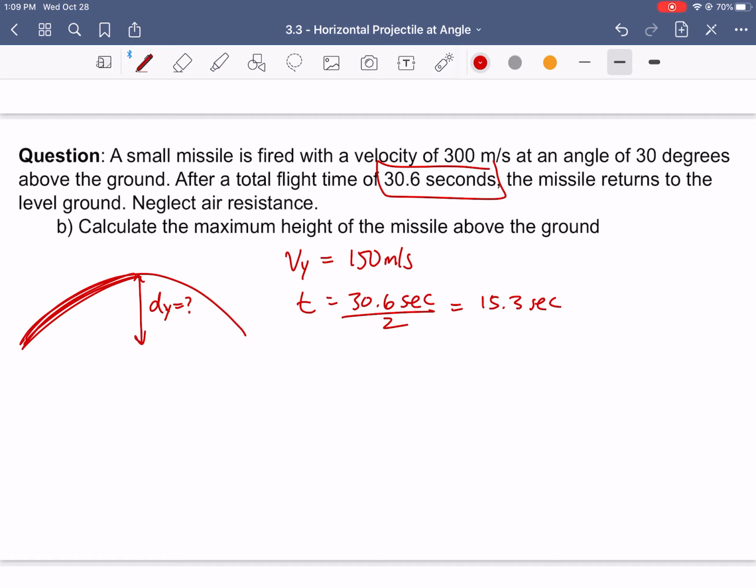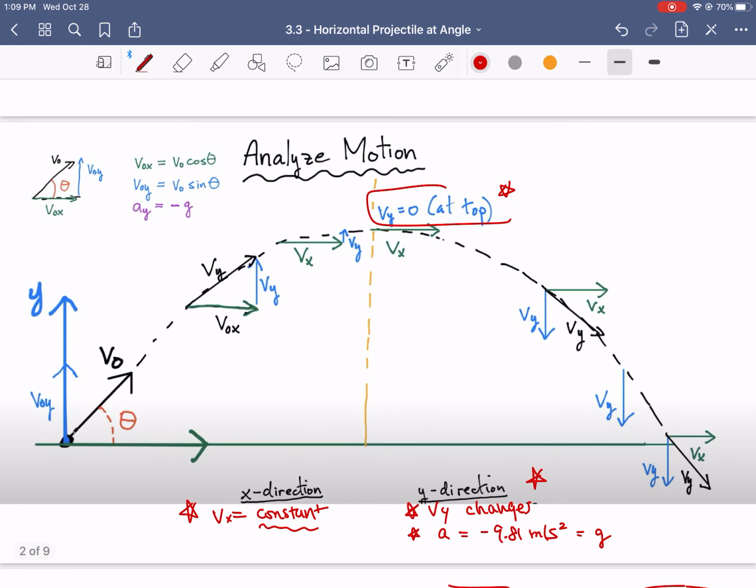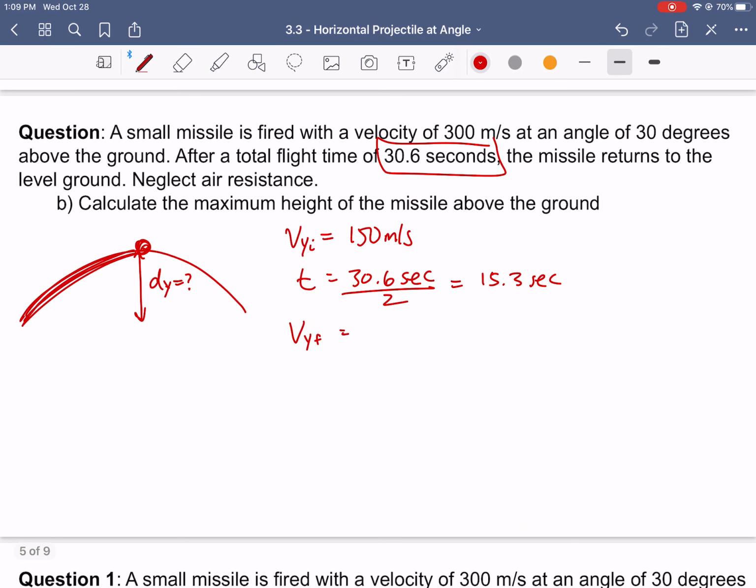And Vy initial is 150, and Vy final is going to be at that top point. What do we say about that velocity? It's 0, okay? So I'm going to write that here. V final is going to be 0 meters per second.